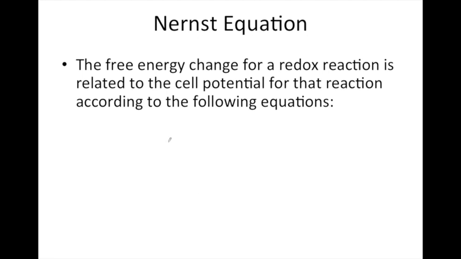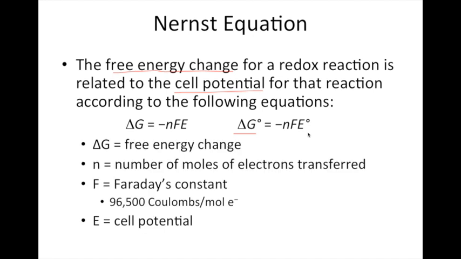Now we also came up with another equation when we were discussing redox reactions. We showed how the free energy change, delta G, for a redox reaction is related to the cell potential. So we also have discussed these equations. Delta G is equal to negative nFE, or delta G standard is equal to negative nFE standard, where of course delta G is our free energy change, or delta G naught is the standard free energy change.